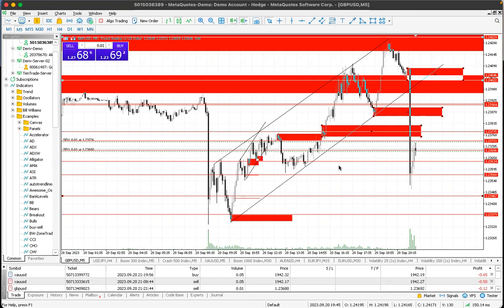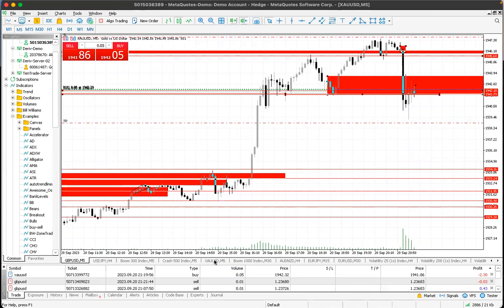One thing about this is if gold is buying, GBPUSD will be buying. If GBPUSD is buying, gold wants to buy. So that's it. That's the secret between the two pairs.